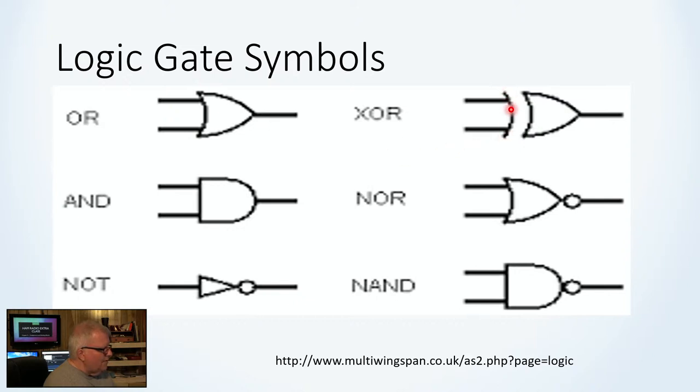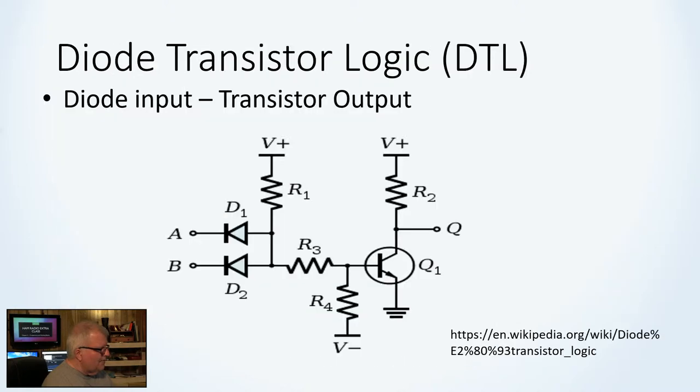Exclusive OR has got an extra line here, so it's A or B, but not both. A NOR gate is an OR gate with an inverter on the output, and a NAND gate is an AND gate with an inverter on the output. So you can puzzle these through. Thankfully, you don't have to do a lot of work with the logic gates anymore, but this is something that we'll see some questions on here on the test.